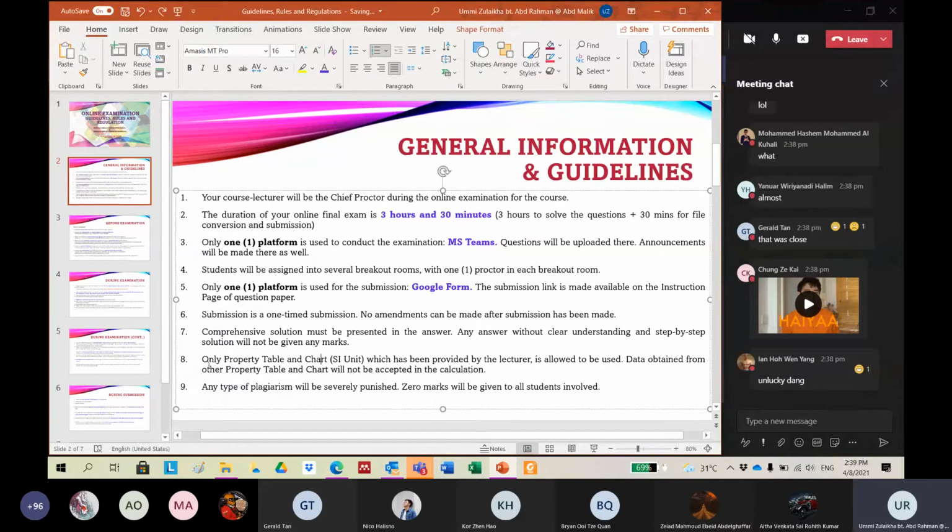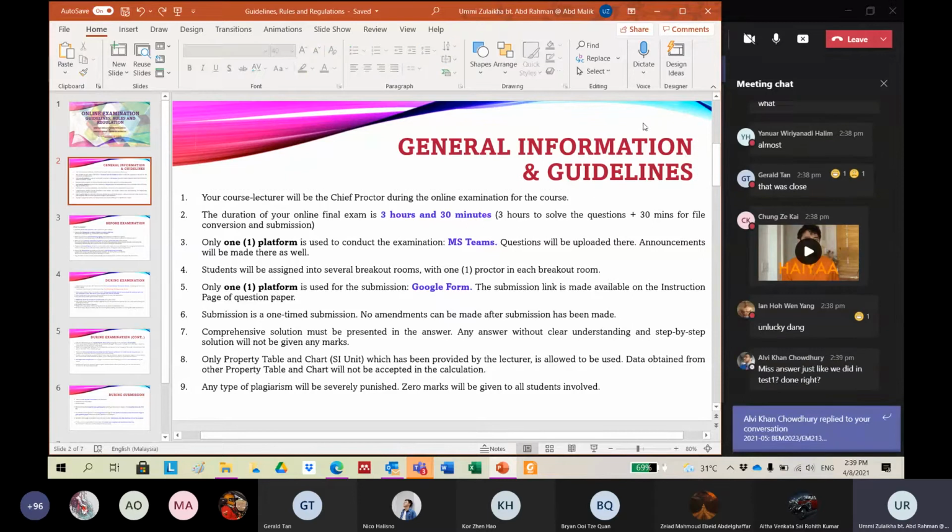Only the property table that I have provided is allowed to be used. Data obtained from any other property table or chart will not be accepted in the calculation. The moment I see different data, I don't care whether your answer is correct or almost correct, I will simply give you 0 marks. Any type of plagiarism will be severely punished. 0 marks will be given to all students involved.